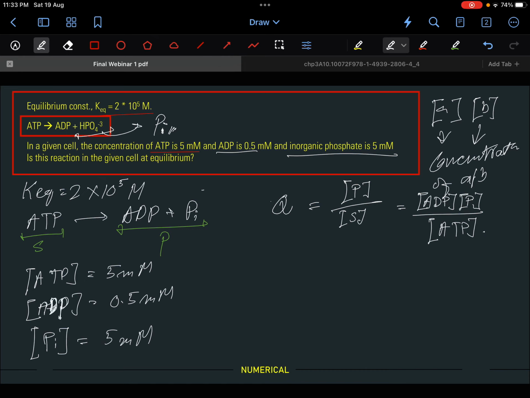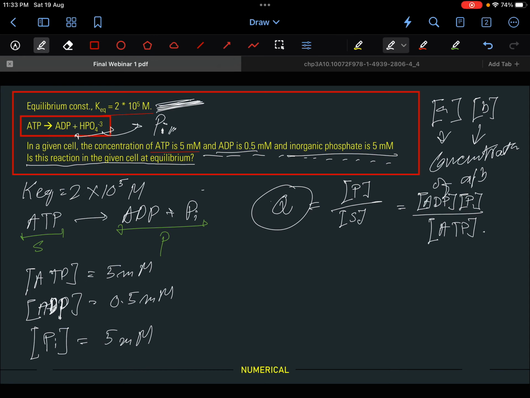I think this is clear now. Okay, so the question is: is this reaction in the given cell at equilibrium? So we have to check whether, under these concentrations, this reaction is at equilibrium. The equilibrium constant is already given, so we have to find Q and compare it with the equilibrium constant. If Q is less than or greater than the equilibrium constant, then the answer is no, the cell in the given condition is not at equilibrium.